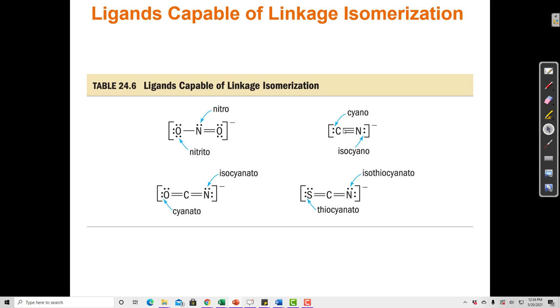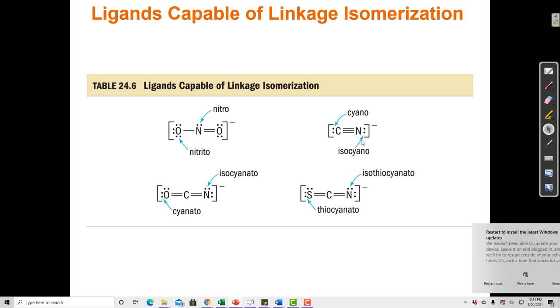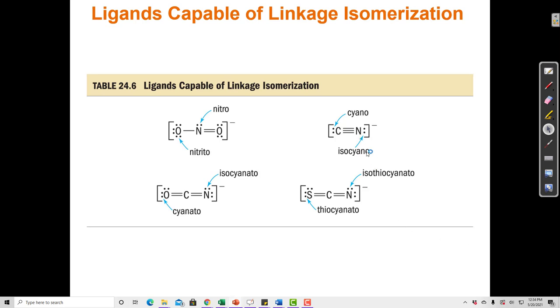Here's another ligand that can make bonds from different atoms. This is the cyano that we've seen in a previous example. But again, in that example, we don't know if we were looking at the cyano isomer or the isocyano isomer. We know that the cyano ligand was part of the complex, but we don't know if the carbon was making a bond to the central metal ion or if the nitrogen was. That changes the properties, it changes the compound, and it changes the name.